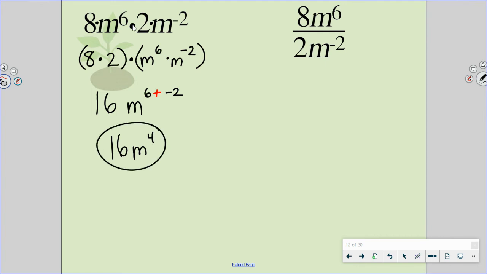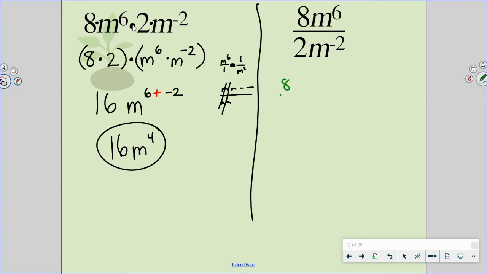If you don't believe it, think about m to the 6th power is good, m to the negative 2nd is not. Change that. Imagine all those m's up top, imagine a couple m's down below, imagine a couple m's canceling out, and that's where the m to the 4th comes from. Whew. How about the next example?